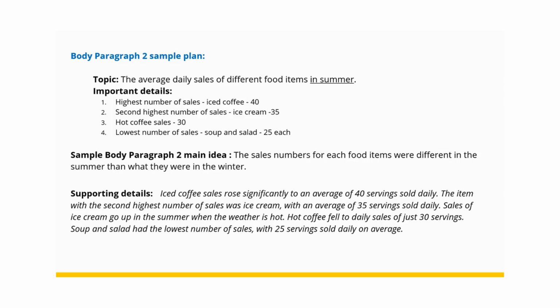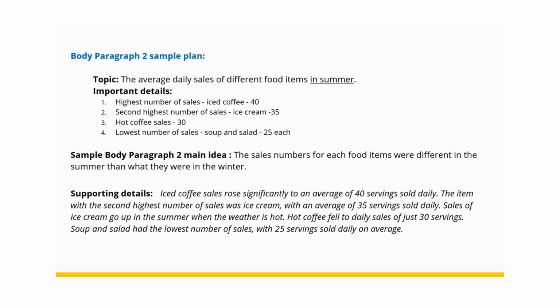As you see here, the sales numbers for each food item were different in the summer than what they were in the winter. So as you see here, I compared summer to winter. And then we have supporting details, the same. So you can use words such as increased, decreased, and I'm going to read here for you.